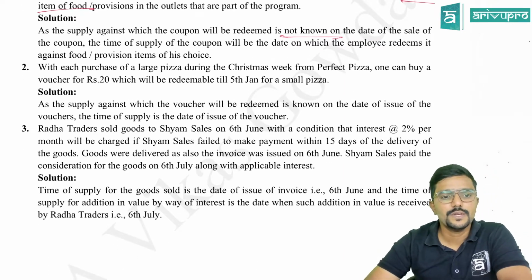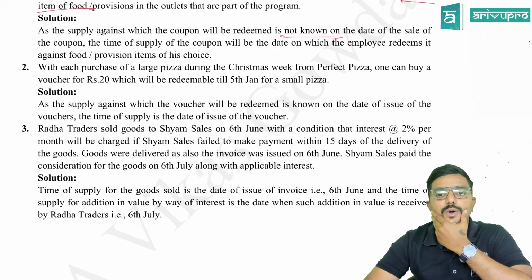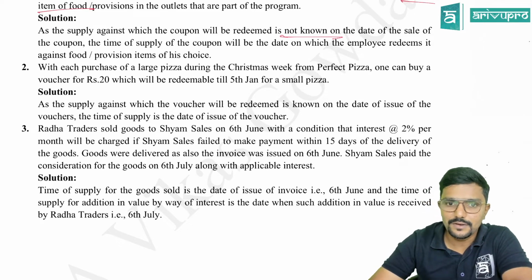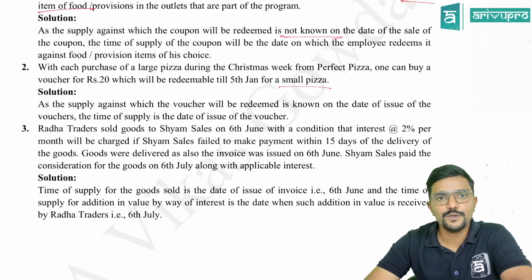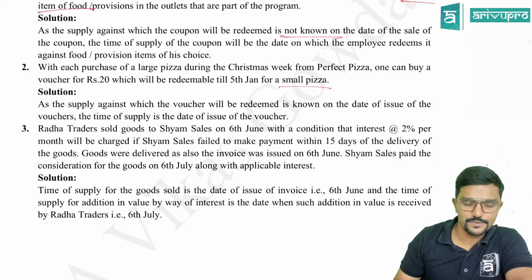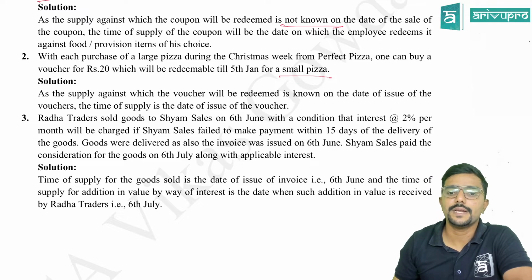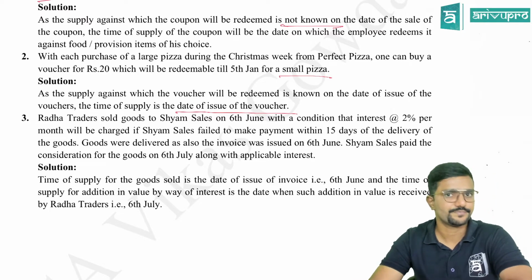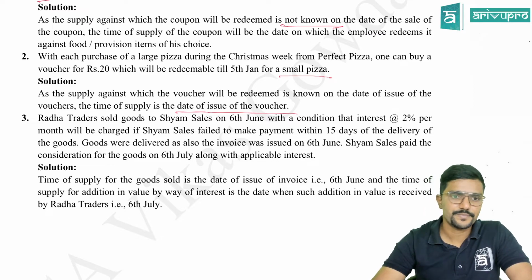Second illustration here. With each purchase of a large pizza during the Christmas week from Perfect Pizza, one can buy a voucher for ₹20, which will be redeemable till 5th Jan for a small pizza. So do you know exactly for what purpose you can use the voucher here at the time of issue? Yes, sir, to buy a small pizza. So as the supply against which the voucher will be redeemed is known on the date of issue of voucher, the time of supply is the date of issue of voucher. Is that clear, guys?